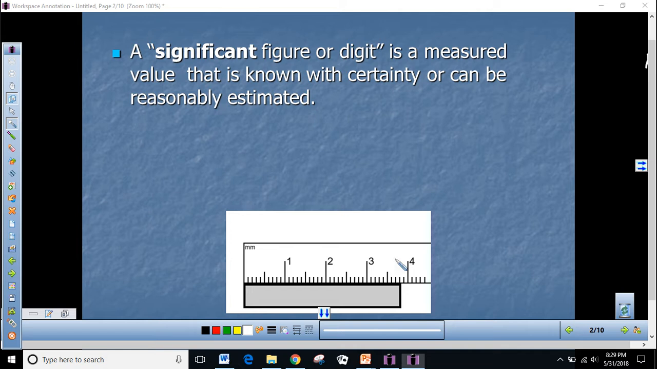When we get over to the lab, we'll notice that our scales can go out to certain decimal places. We can't say something weighs out to the thousandth or the millionth place because our scales aren't that accurate. That's really where significant figures or digits have come from.